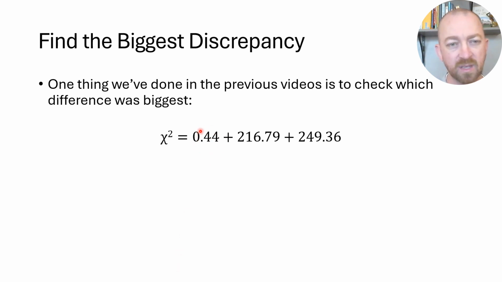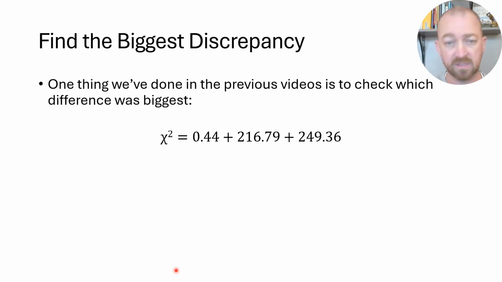And what we can do is look at all of these digits, and we see that the biggest one, of course, is this third one. 249.36 is larger than any of these other ones. It's actually very close to this one, however. Now, all this means is that this last group, that third group or that third cell, made the biggest difference in our chi-squared analysis.